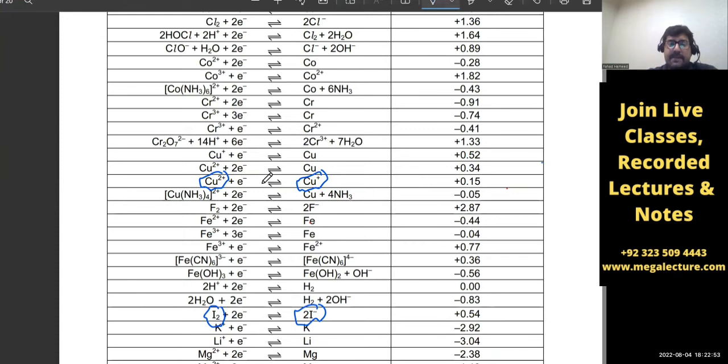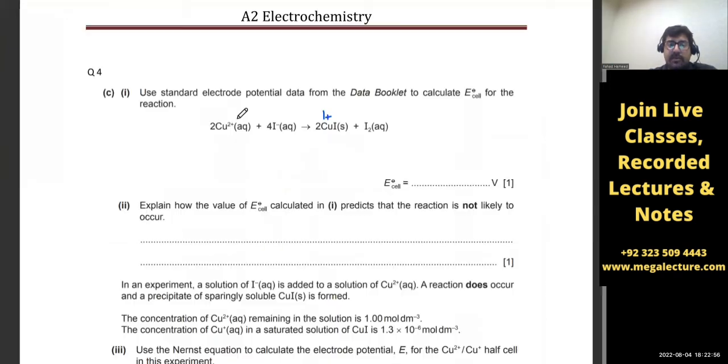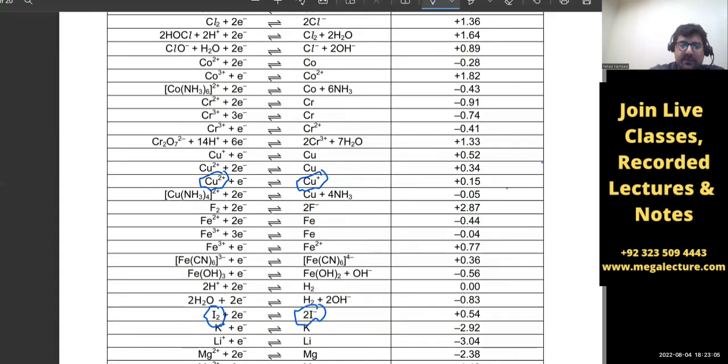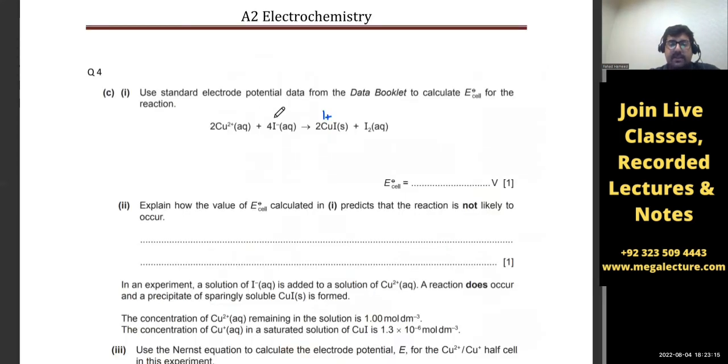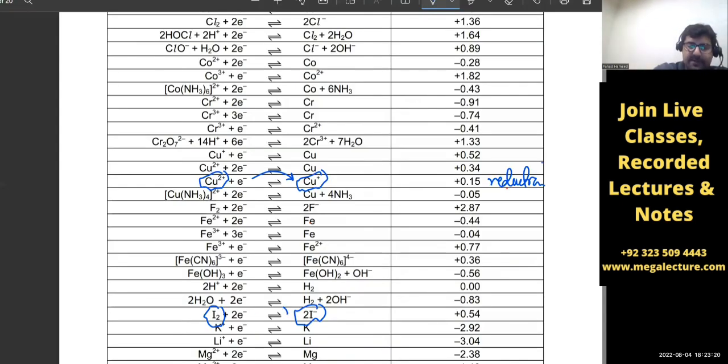Now I have to carefully look at it first. Where is the equilibrium moving? The equation states that copper 2 plus changes to copper plus 1. So this is reduction happening, right? And what happens to iodine? I minus 1 changes to I2. So that means this reaction goes in the backward direction, right? And this is my oxidation, so that's my oxidation equation.